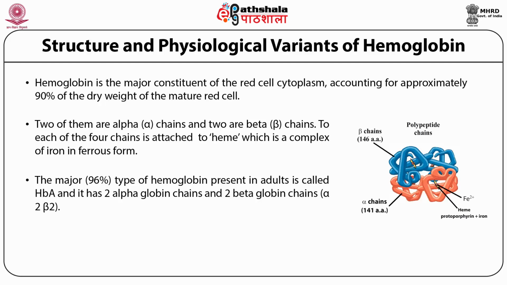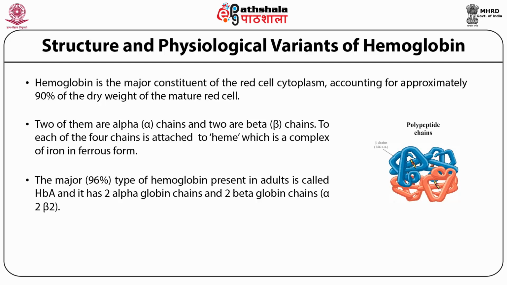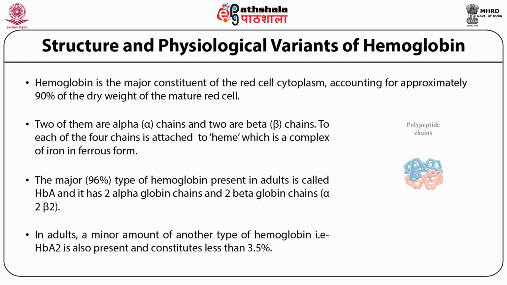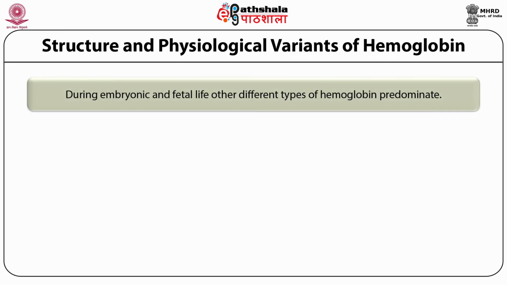The gene that codes for the formation of the alpha globin chain is located on chromosome 16, and that which codes for the formation of beta globin chains is on chromosome 11. In adults, a minor amount of another type of hemoglobin, that is hemoglobin A2, is also present and constitutes less than 3.5%. During embryonic and fetal life, other different types of hemoglobin predominate.